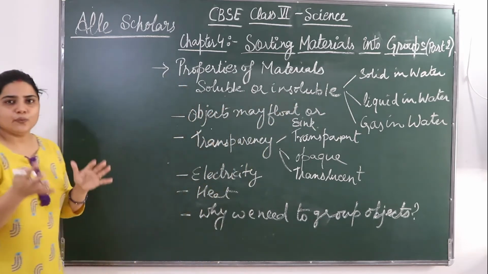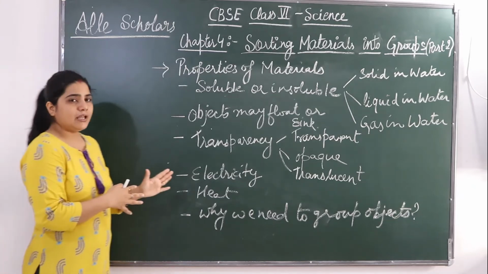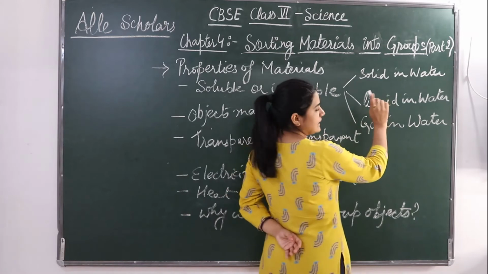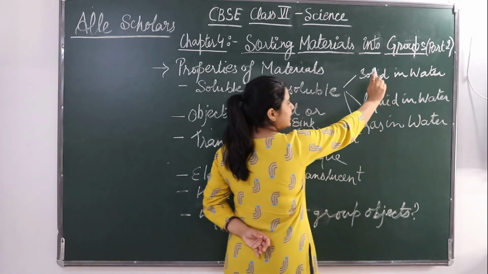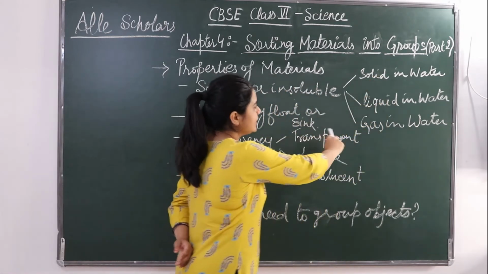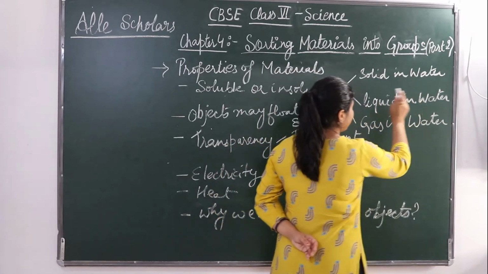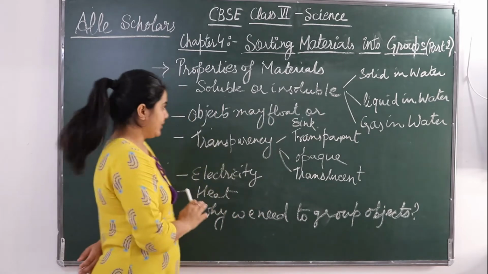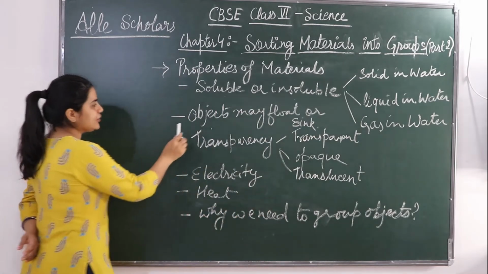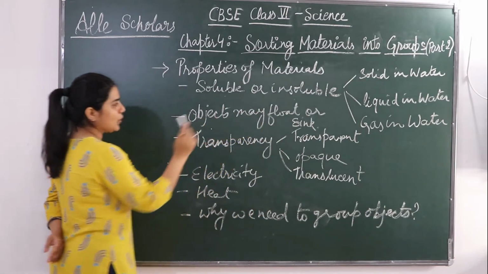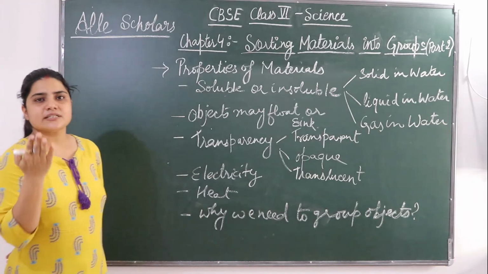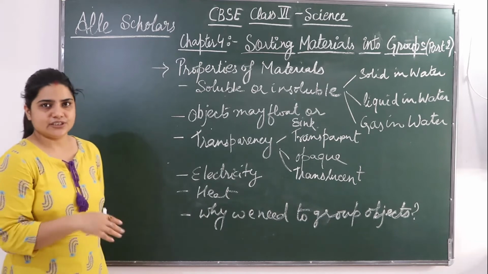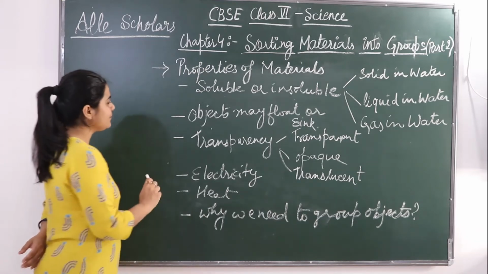We will see which materials are soluble and which materials are insoluble. In this we will see three categories: the solid materials that are soluble in water, the liquid materials that are soluble in water, and the gases that are soluble in water. Next we shall see how objects may float or sink. Some objects may float in water and some may sink. We shall see that also.